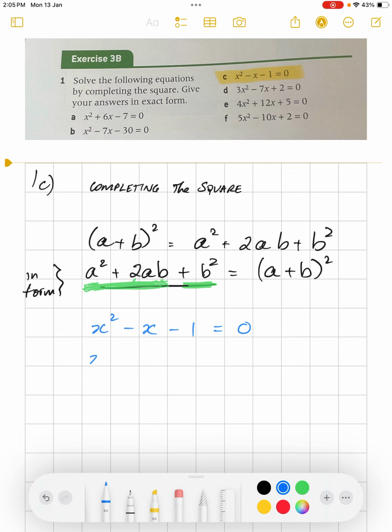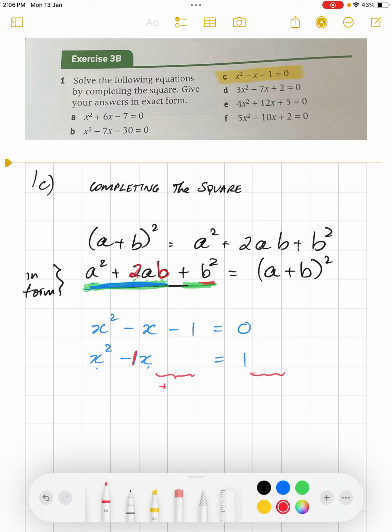Now I like to take that constant over here to be 1. Take that constant away. Now at the moment I've got these two terms here, and x squared is like a squared and a is x, but we've got this 2b here, and that coefficient 1 is like 2b. So if 1 is equal to 2b, what I'd like to do is halve the 1, and b is a half.